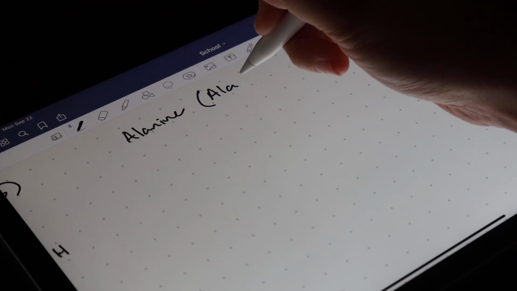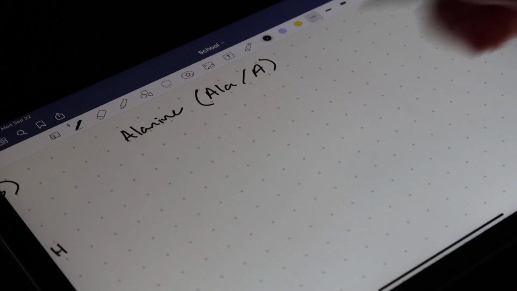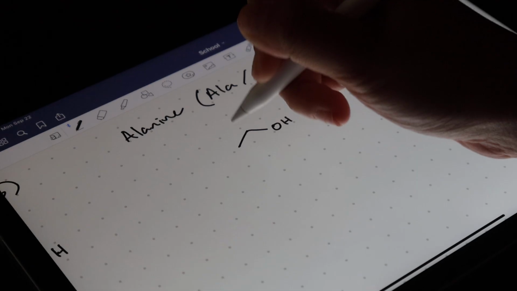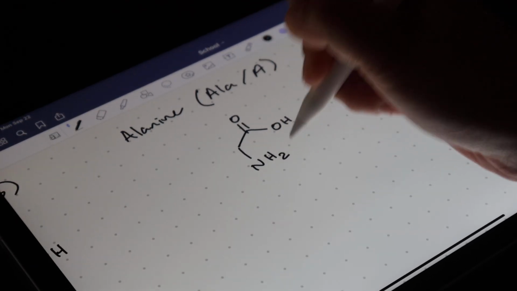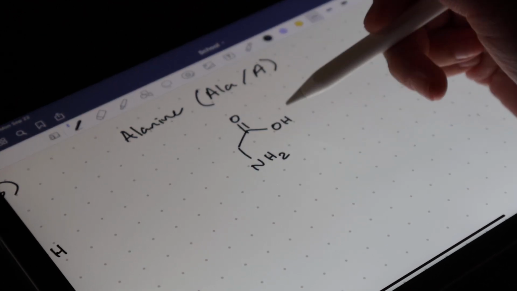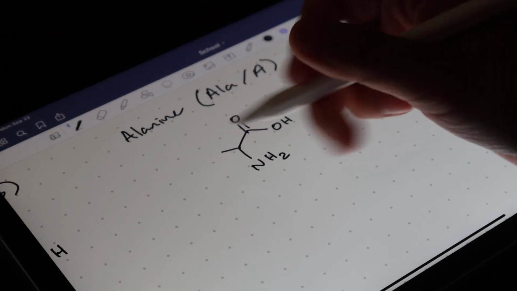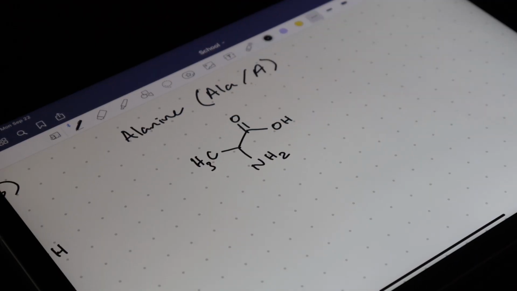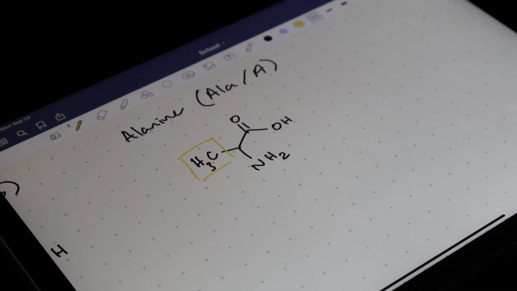But our next one is alanine. Again, ALA or just A. Now, this is the next most simple amino acid, again, our basic carboxyl and amine group, and this time instead of a hydrogen, it's just a methyl. So it's just connected to another CH3. About as simple as you can get.